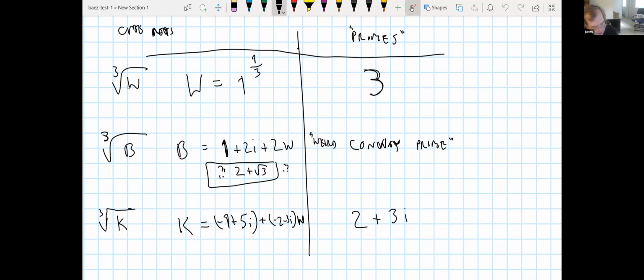Try to think of it as we've got W and B and K, and you could take the cube root of any one of W, B, or K, but you could also take the cube root of W to any exponent times B to any exponent times K to any exponent. And those exponents really are integers, and they only really matter mod 3.